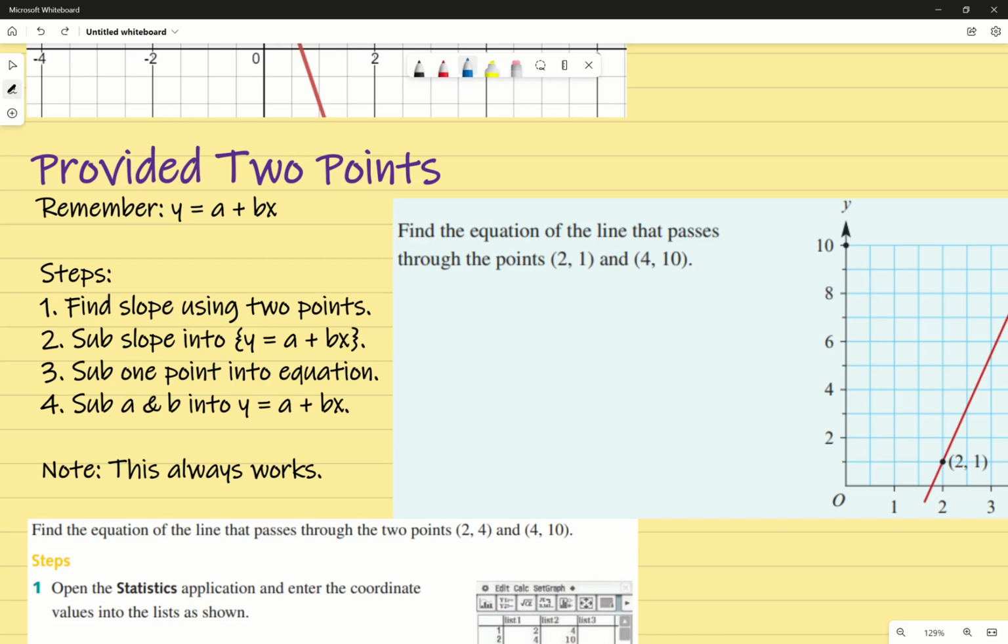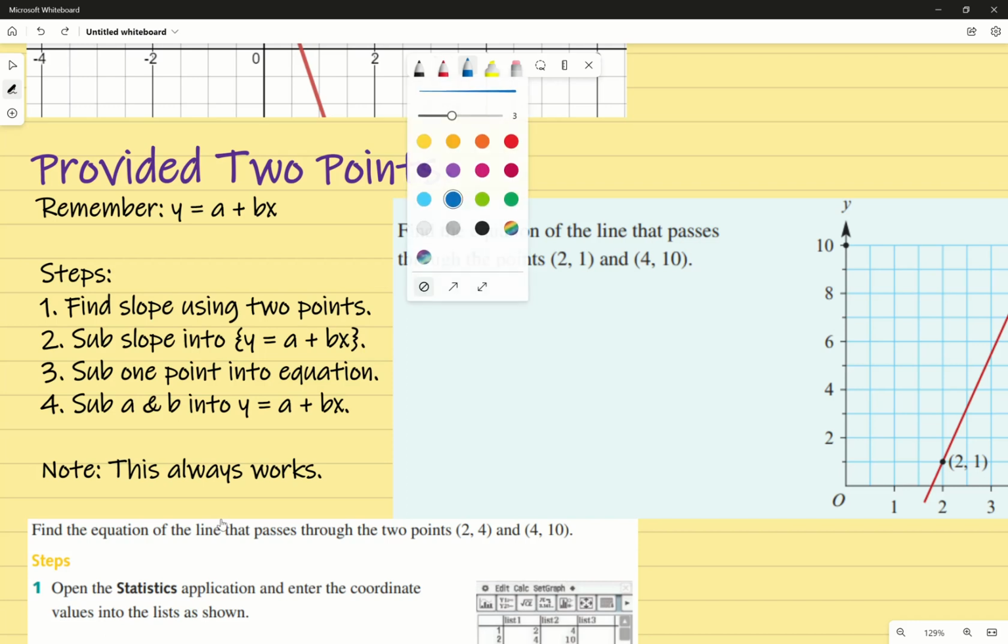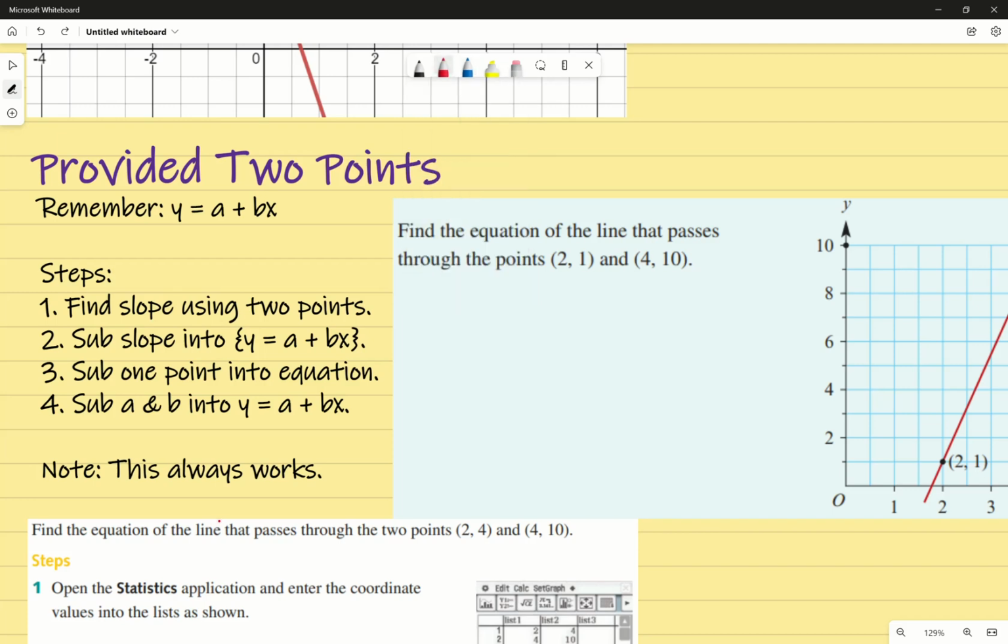So I've got those 2 points. I'm going to follow the first step and say find the slope using the 2 points. Again, I'm going to use my formula. I'm going to write it up here. b equals y2 minus y1 over x2 minus x1. Call this one x1, y1, x2, y2.